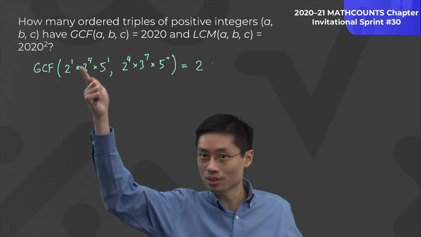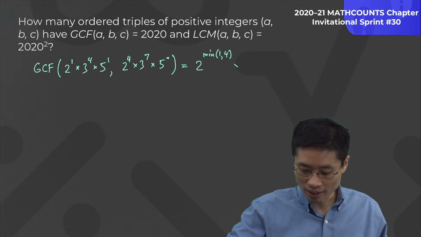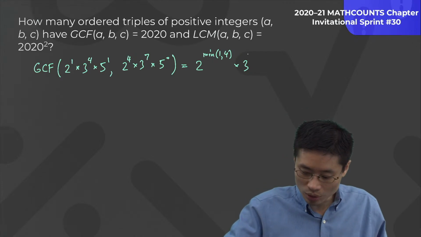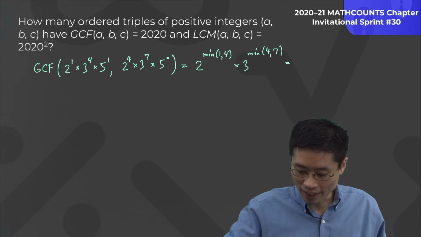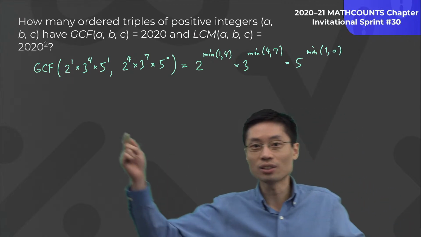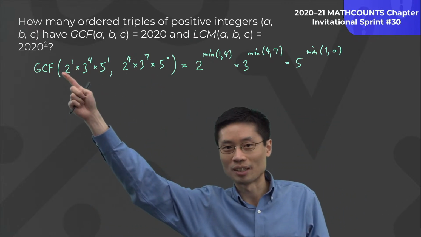The biggest one I can use is just 1, because it's the minimum of 1 and 4. And how many 3s can I take if I want the greatest common factor? Well, I can go up to the smaller of 4 and 7. And for the power of 5, I can go to the smaller of 1 and 0. So what I've just shown is that the way you GCF stuff is you take the powers of the primes you've got, and you take the minimums of them.